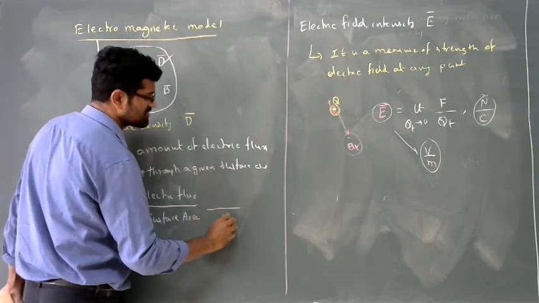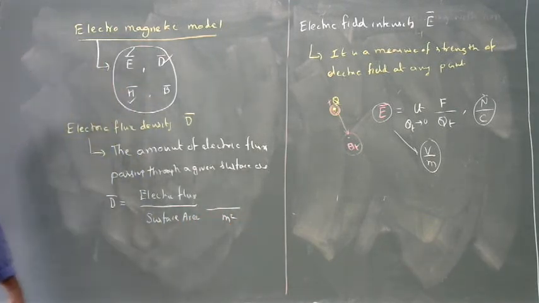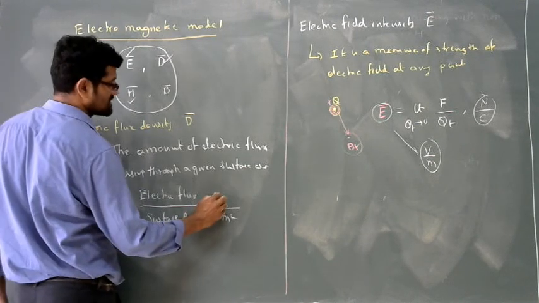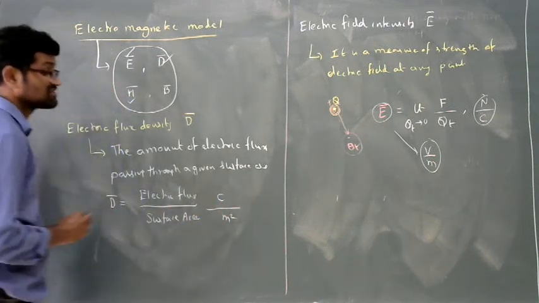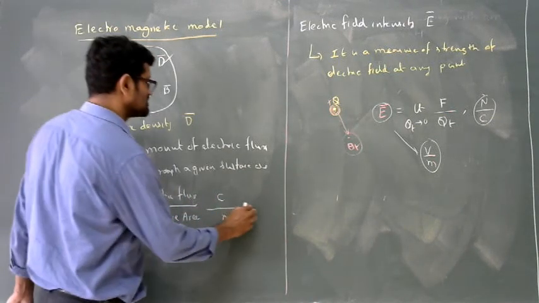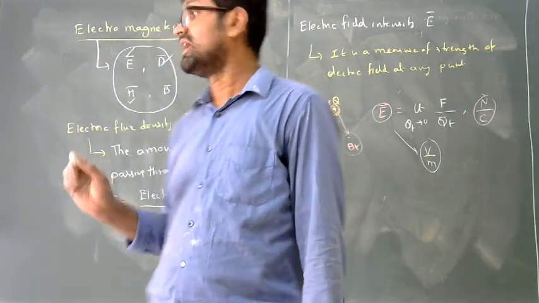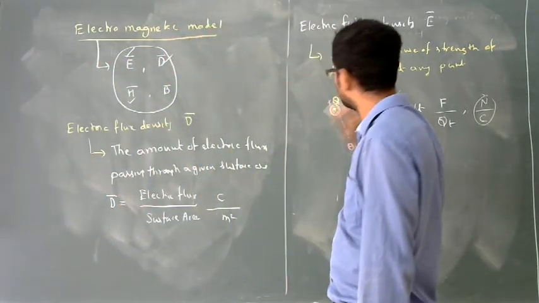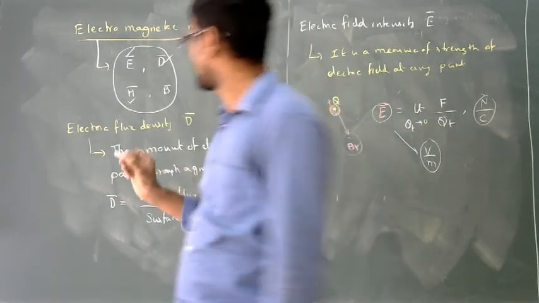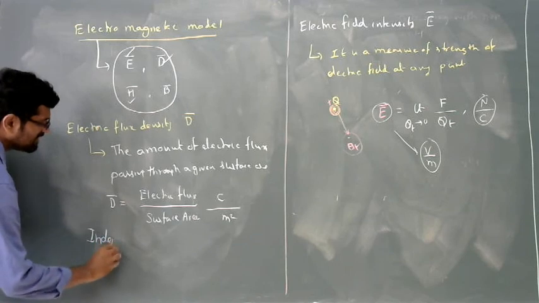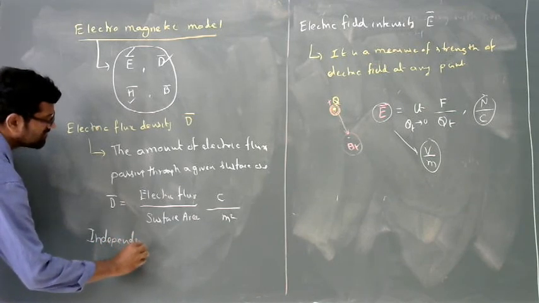Surface area units are what? Meter square or centimeter square. Electric flux units are what? Coulombs. Flux density units are coulombs per meter square. Electric field intensity depends on the medium. Electric flux density is what? It is independent of medium.